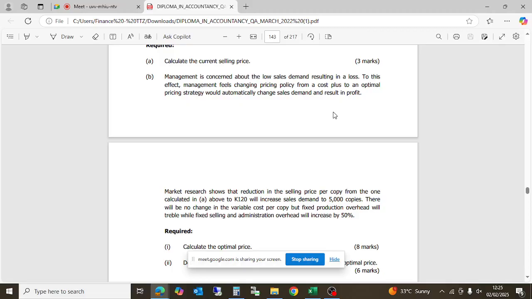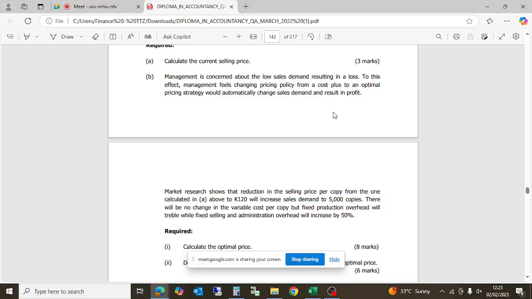I know this won't really affect what we'll be solving since we're just calculating the optimal price, but let me just make mention: when they say there'll be no change in the variable cost, the variable cost per unit will still remain the same. But the fixed production overhead will treble, meaning it will triple, it will be 3 times the current amount, so you have to multiply the fixed cost by 3. And the fixed selling and administration overhead will increase by 50%. Basically, you have to get 50% of the fixed selling and administration expense and then add it to the fixed selling and administration expense. That's what this statement means.